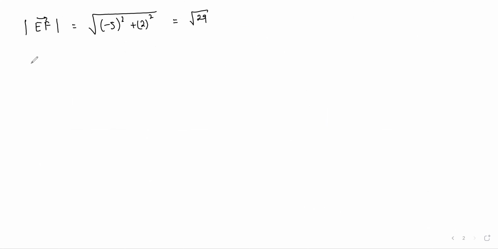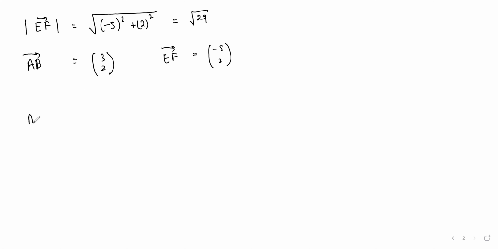Now let's recall again, what was our vector AB or CD? The vector AB was 3, 2, and the vector EF is -5, 2. Adding vectors when they are written in column vector form, or when written in terms of the unit vectors i and j, is very easy.